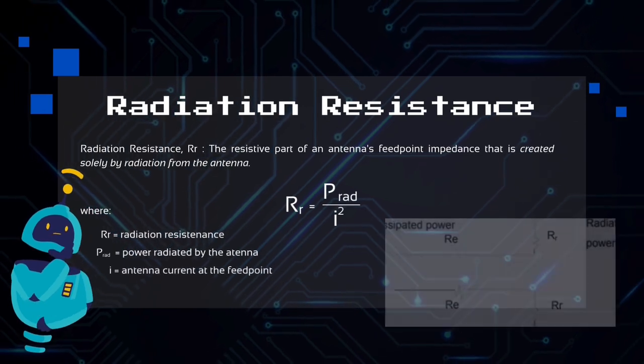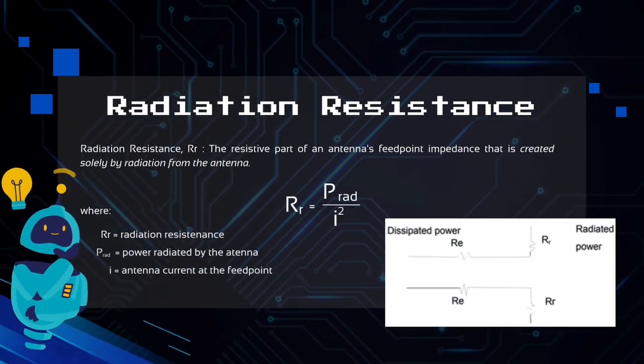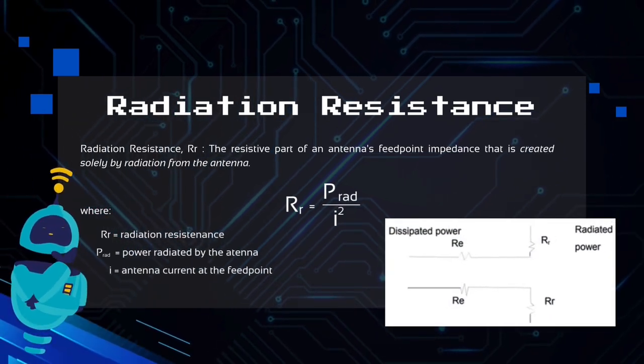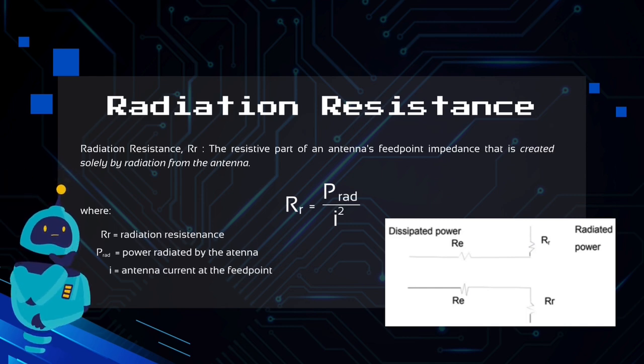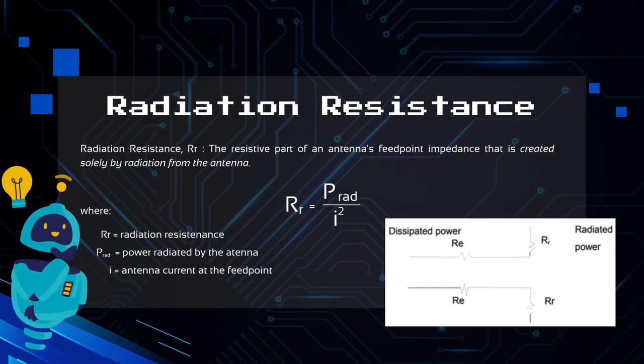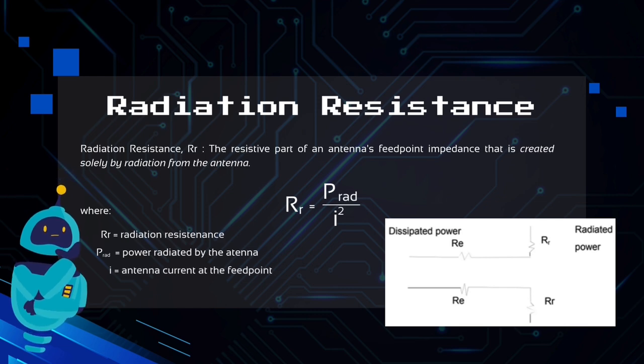Radiation resistance. Radiation resistance is the resistive part of an antenna's feed point impedance that is created solely by radiation from the antenna, where R equals P rad divided by I to the power of 2.